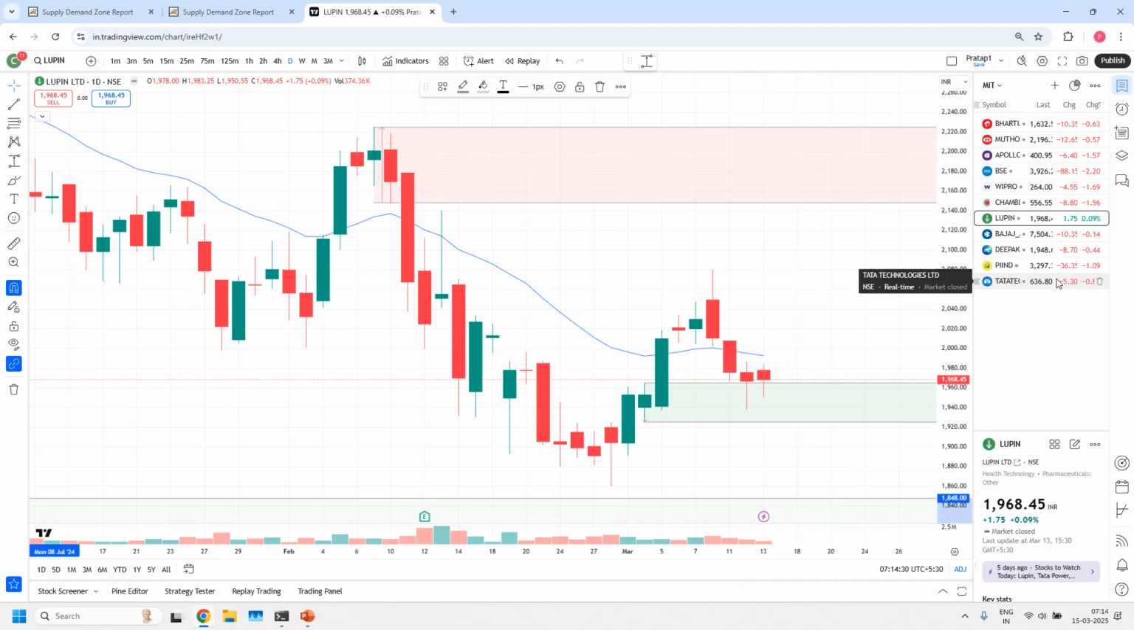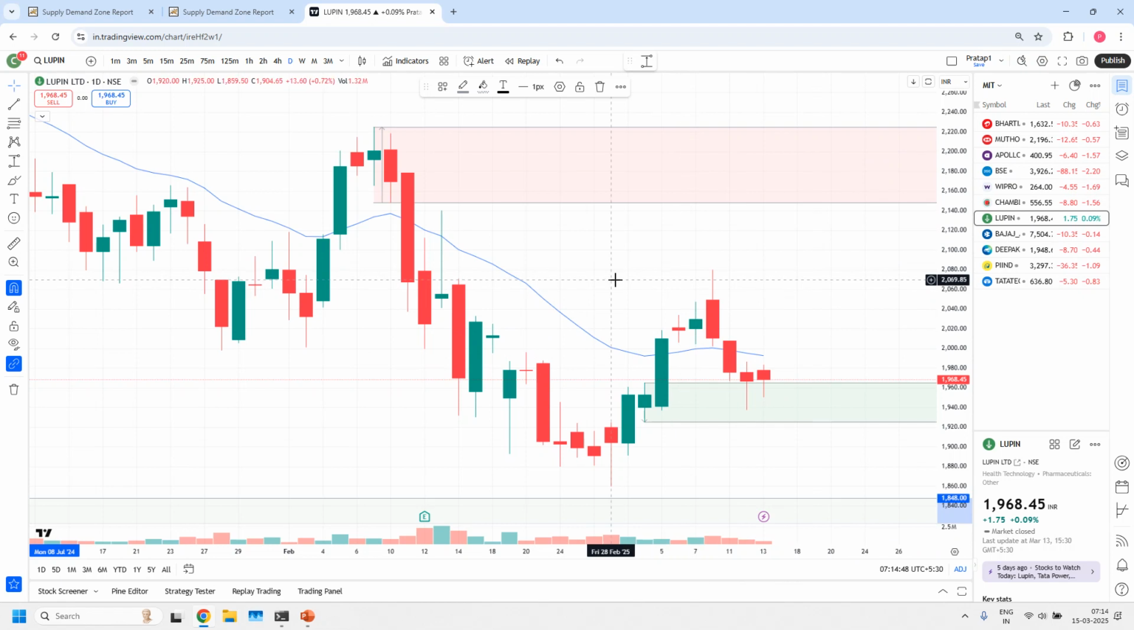But first priority we give to the highest priority stocks. If suppose prices did not reach, and only Lupin got the trade, at that time we take the trade in Lupin only, because other stocks did not give any trade opportunities.